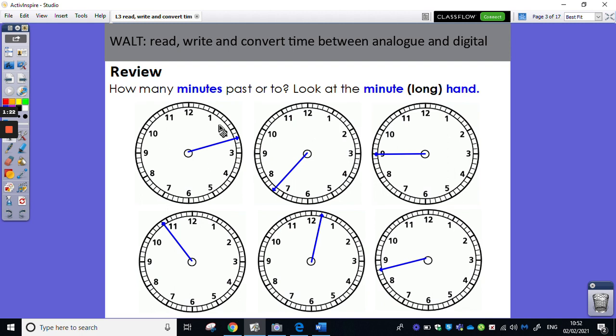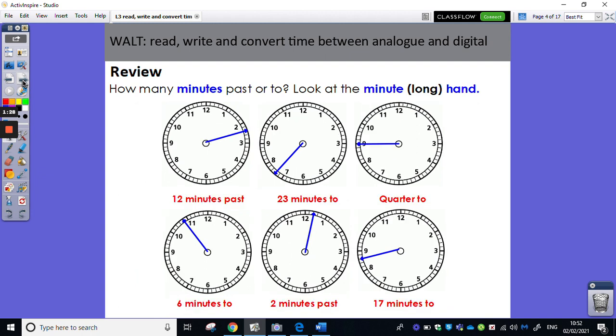Okay, hopefully you have remembered all of that from yesterday. Let's just check your answers to see if you're feeling confident. So we had 12 minutes past for number 1. The one in the middle here was 23 minutes to, because it's on this side of the clock. Then we had quarter to. The next one was 6 minutes to, 2 minutes past, and then 17 minutes to. So hopefully you have remembered that from our learning from the last 2 days.